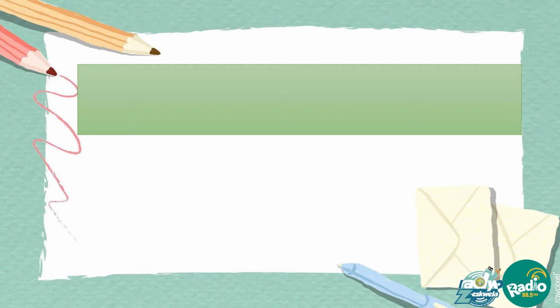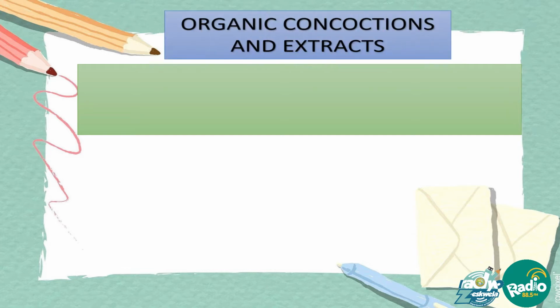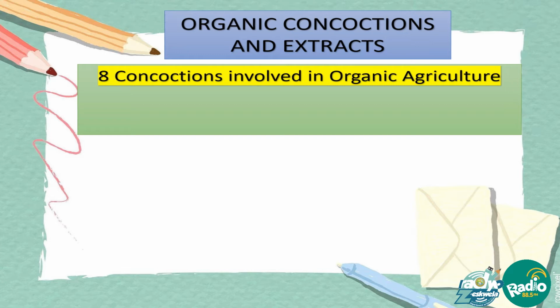Yes, very good. In order to adhere to these principles, organic farming practitioners practice producing farm liquid inputs or concoctions in replacement for the synthetic inputs commonly used in farms. Let us now discuss the different organic concoctions and extracts. In organic agriculture, we have 8 concoctions involved.